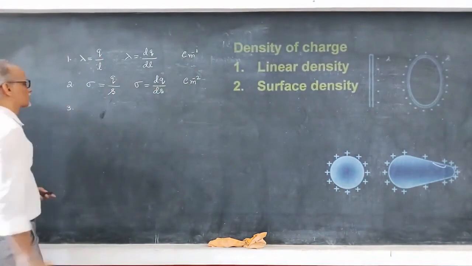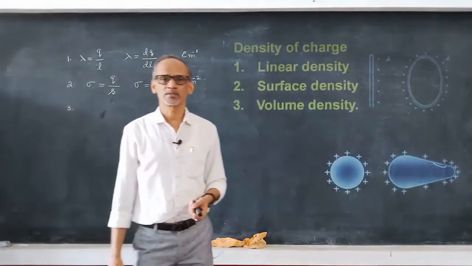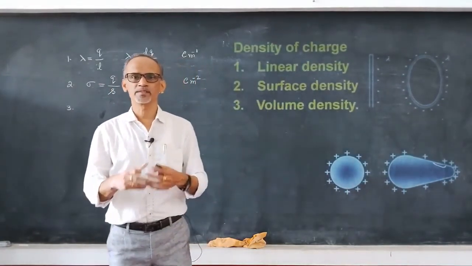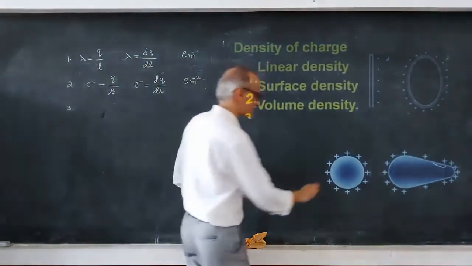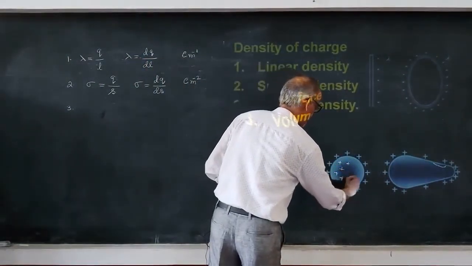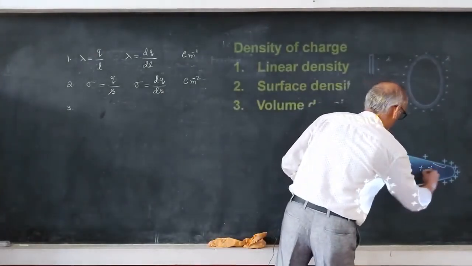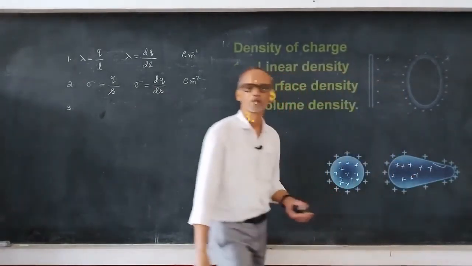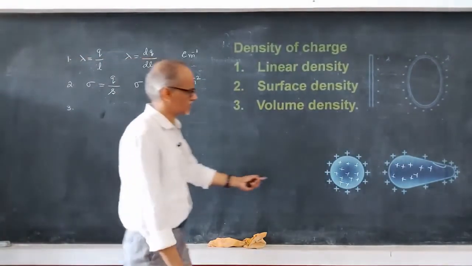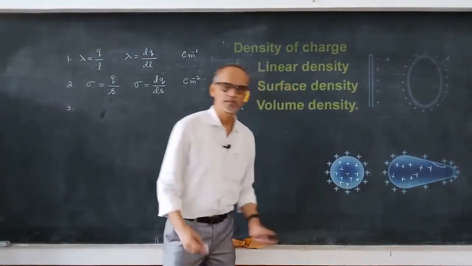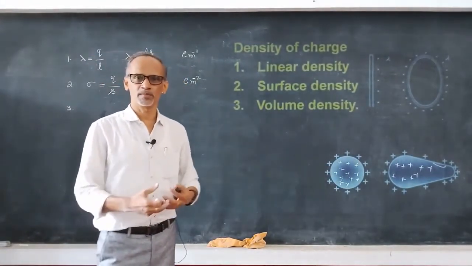The third one is volume density of charge. This is used only in the case of insulators, non-conductors, because in insulators the charges are present even inside. They are not only present on the surface, but they are present even inside also. So I have to consider not only the surface, but even the space inside the conductor, which means I have to consider the entire volume of the structure.